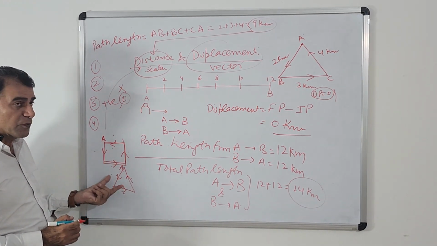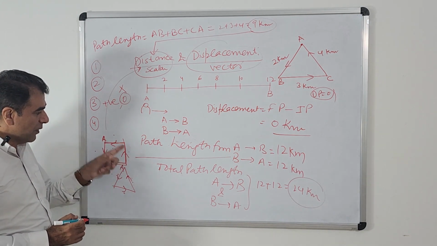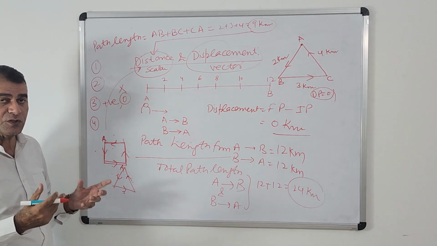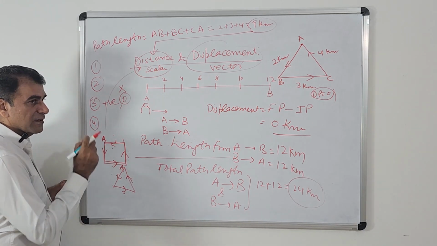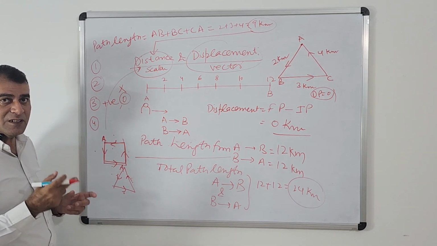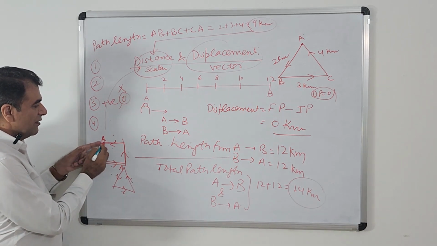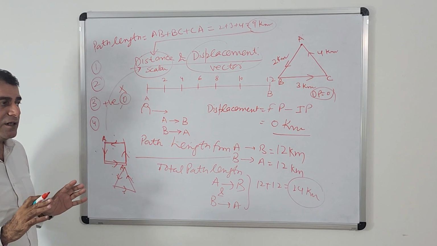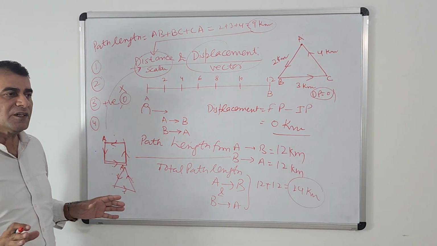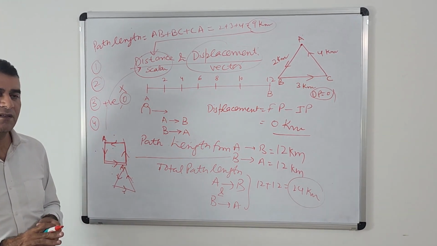So distance will be different because it depends upon the type of path you have chosen to measure the distance. But displacement will not depend upon this, because displacement depends upon initial and final. Now initial position is A, final is A, 0. Initial is A, final is A, 0. So displacement does not depend upon the path chosen, right?